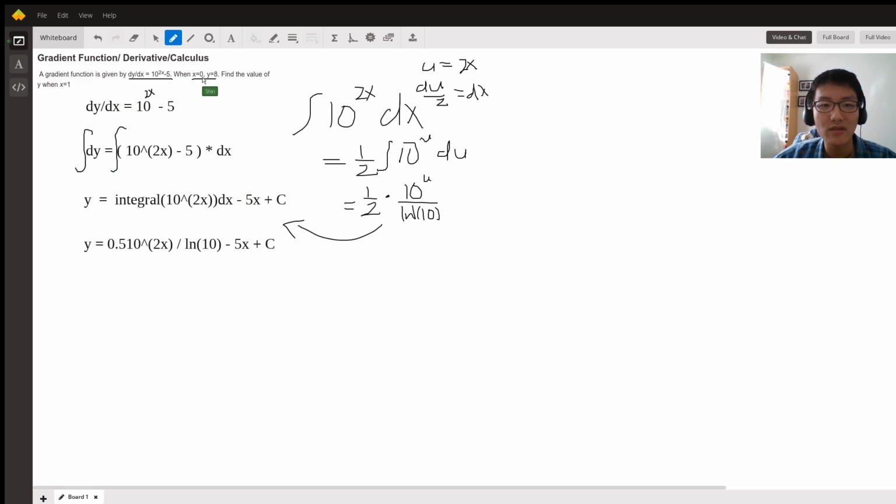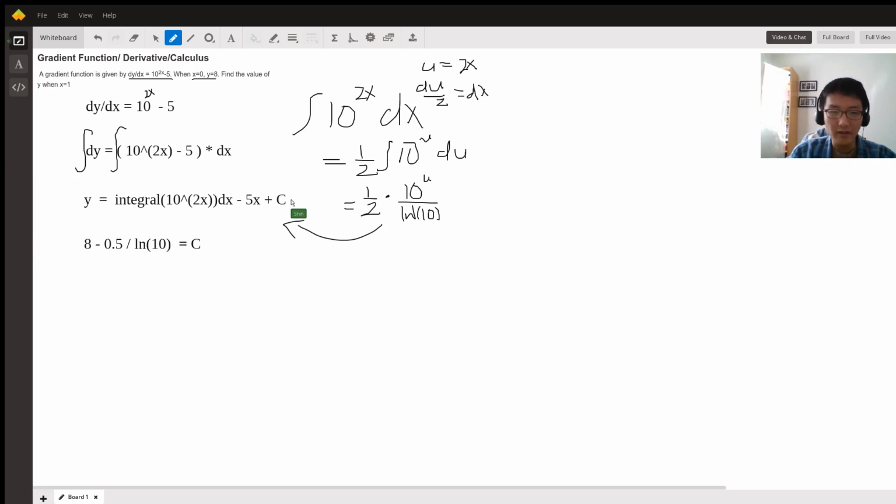We know that when x is equal to 0, y is 8. So let's substitute it and figure out what the arbitrary constant c is. Since -5 times 0 is just 0, we're going to cross that off. So now notice that c is really just 8 minus this whole number here. And notice that this 0.5 times 10 to the power of 0 is just 0.5, because 10 to the power of 0 is just 1.